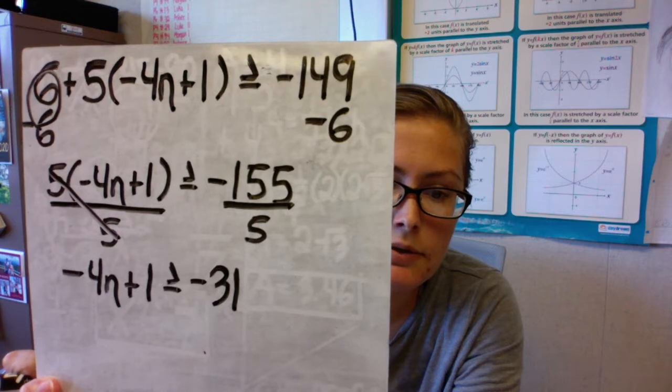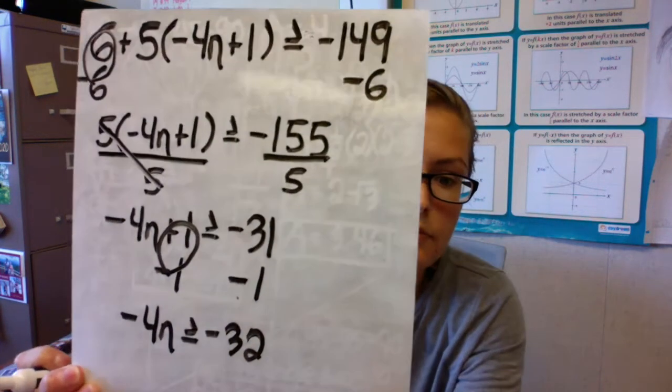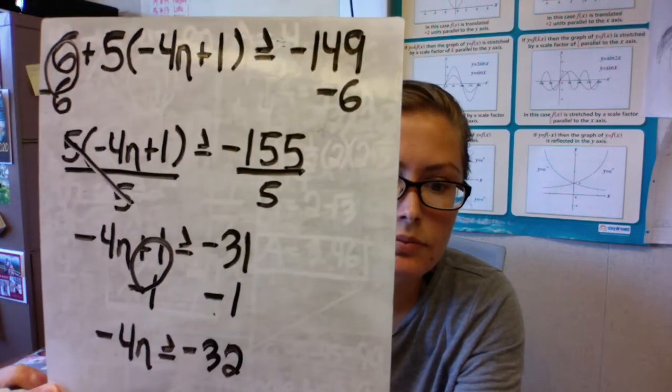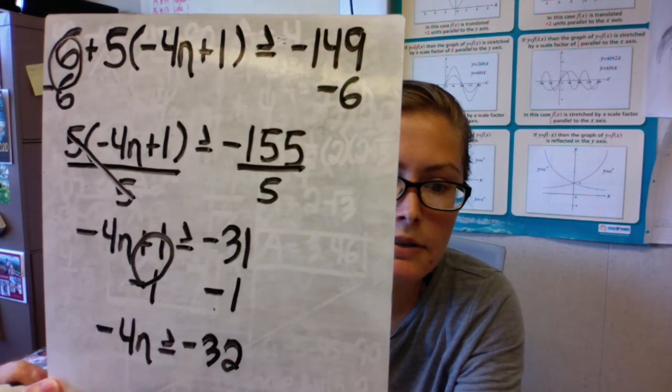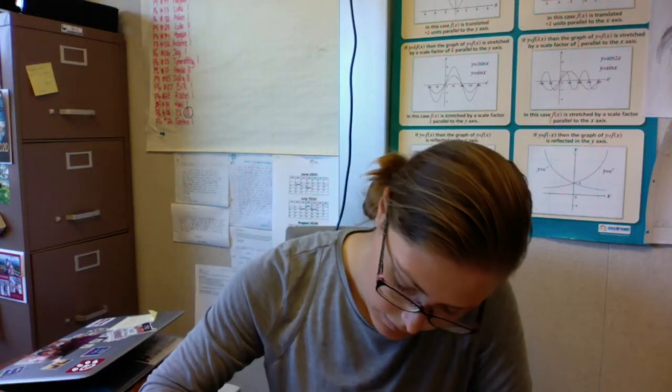Then we're going to subtract 1 from both sides. So we get negative 4n is greater than or equal to negative 32. And then we're going to divide both sides by negative 4. We get n is less than or equal to 8. We had to flip the sign because we divided by a negative number.